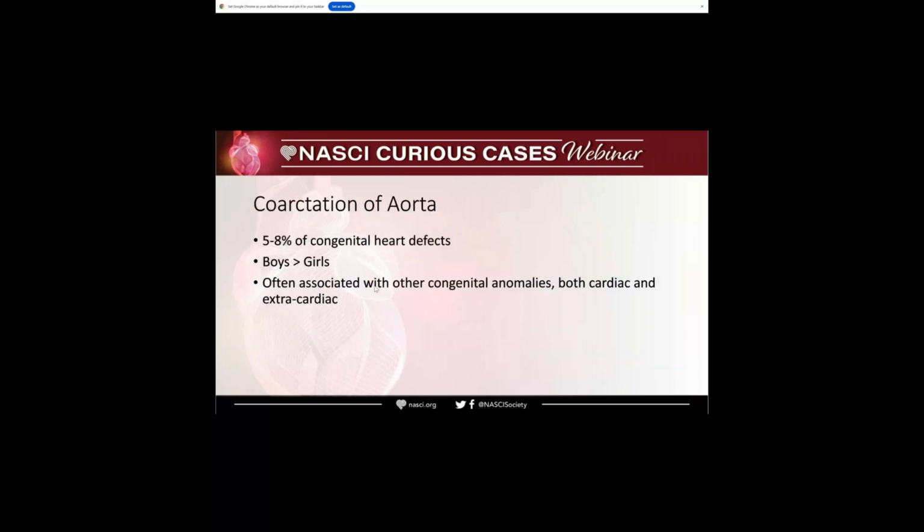So if we look at this congenital heart defect, it is usually around 5 to 8% of all congenital heart defects, so it's not that rare. And usually it's more common in boys than girls. And if you find that finding, you have to look for other anomalies, both cardiac and extracardiac. So always be on the lookout for other associated findings.